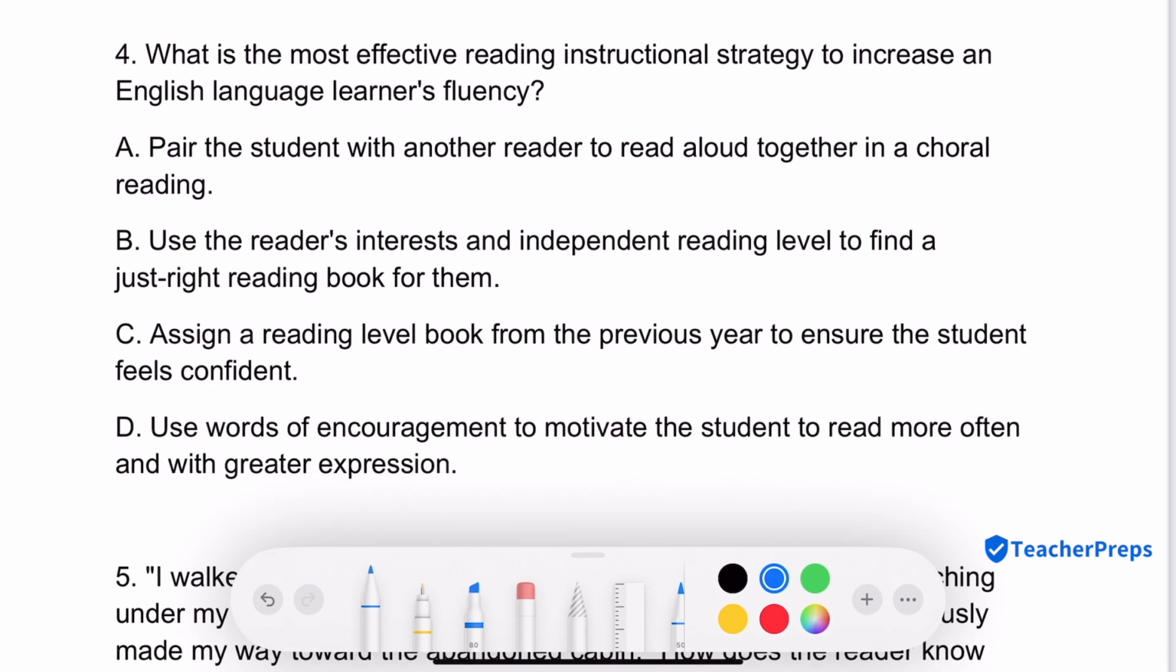Let's go on to question number 4. This one asks, what is the most effective reading instructional strategy to increase English language learners' fluency? Take a moment here, read these answer options A through D, select the best one, and then we'll talk about it.